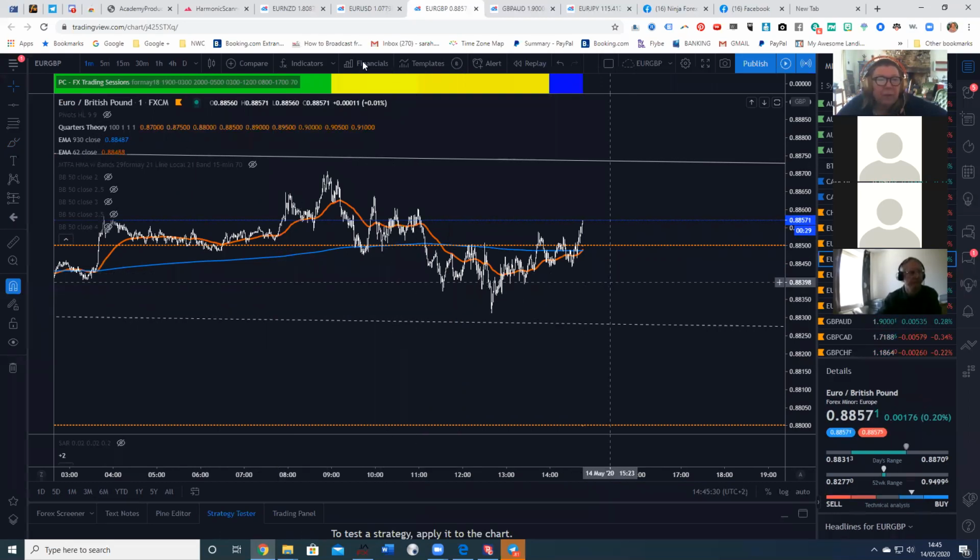And then I found the Euro USD one. So we've got it coming above quarter theory there. I haven't got a pitchfork. No trade on Euro GBP.